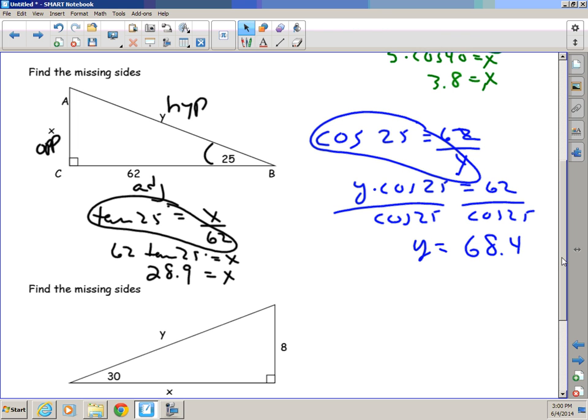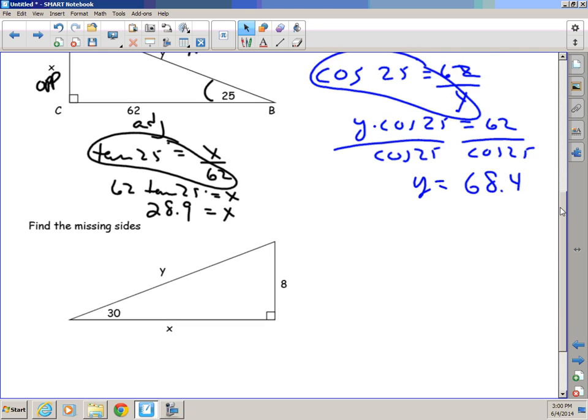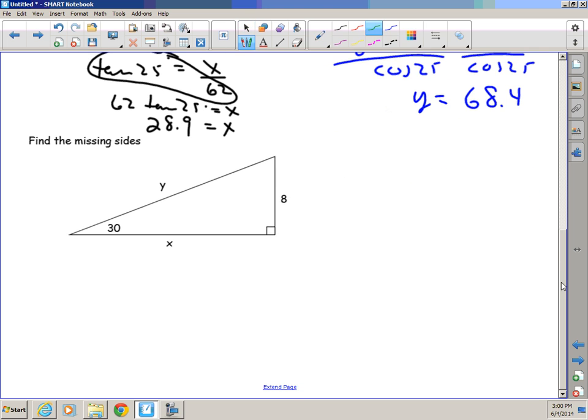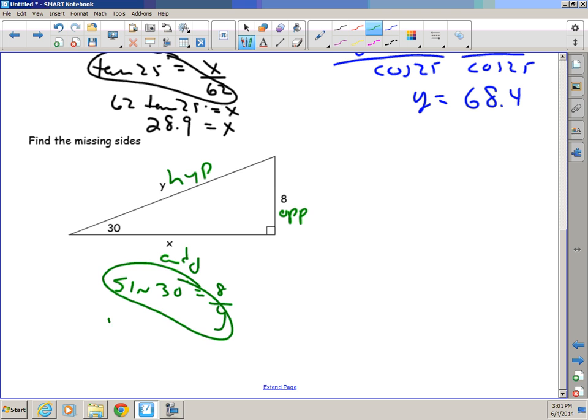And then we're going to do the same thing for the one at the bottom. This is adjacent, opposite, hypotenuse. It doesn't matter which one we find first. So I'm going to do the sine of 30 is equal to 8 over y. Cross multiply. Divide. And you get y is 16.